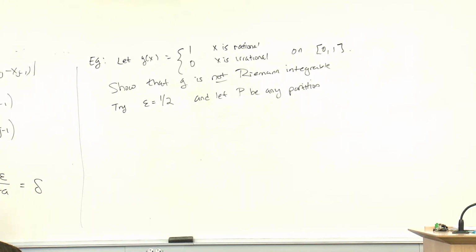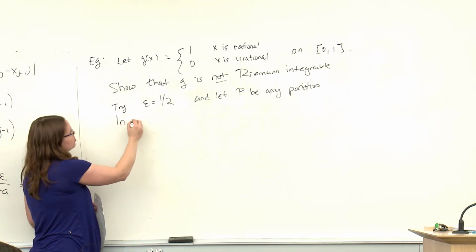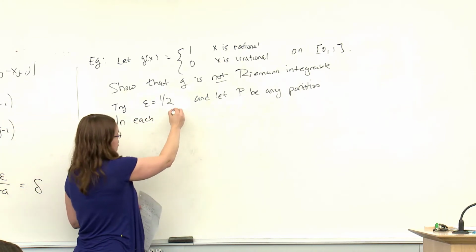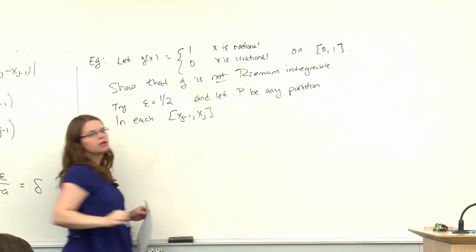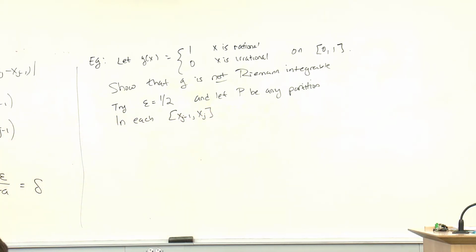All right, so we're going to need some Riemann sums to do this. So in each interval, xj minus 1 to xj, we typically chose a cj. What I'm going to do is actually pick 2 points, a cj and a dj. And what I'm going to try to do is construct 2 Riemann sums and show that those Riemann sums, no matter how small the partition is, those Riemann sums are too far apart.